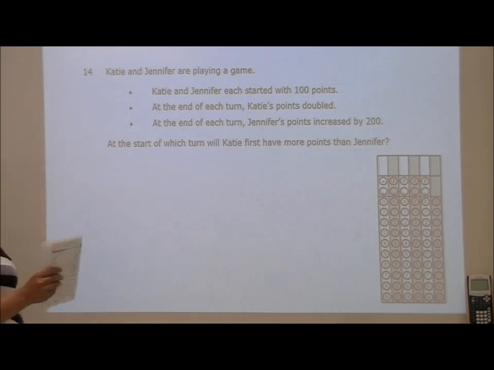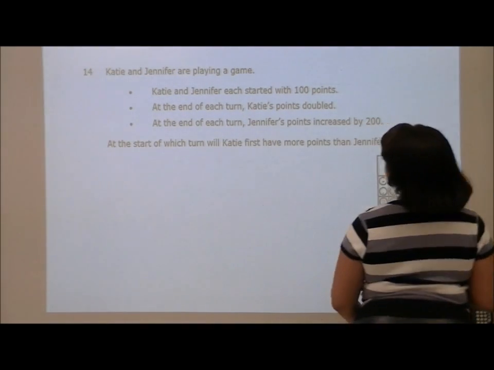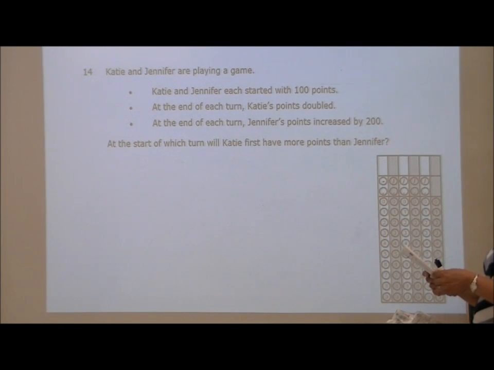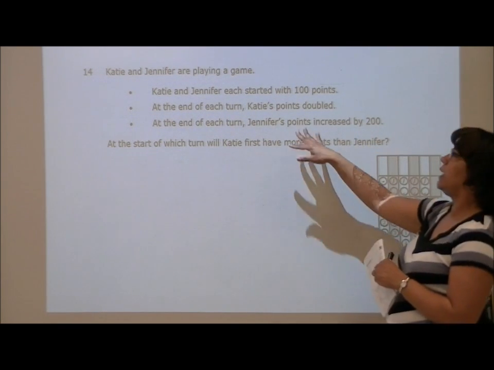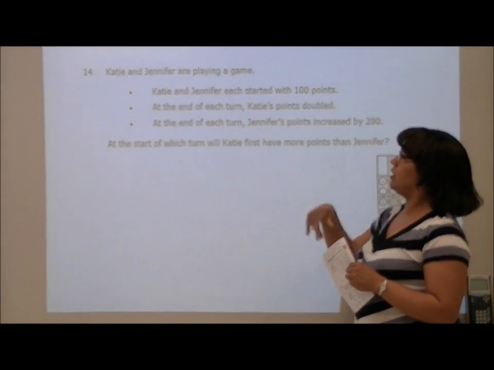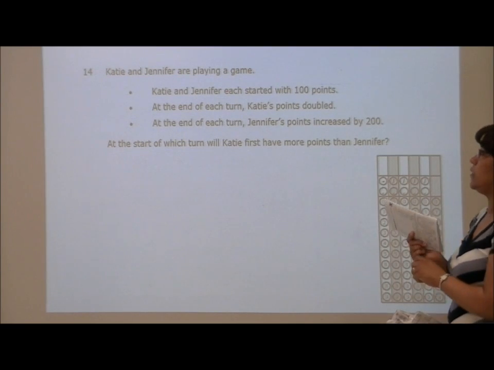Number 14, Katie and Jennifer are playing a game. Katie and Jennifer each started with 100 points. So I decided to make a table. I thought that was the easiest way. At the end of each term, Katie's points doubled. At the end of each term, Jennifer's points increased by 200.